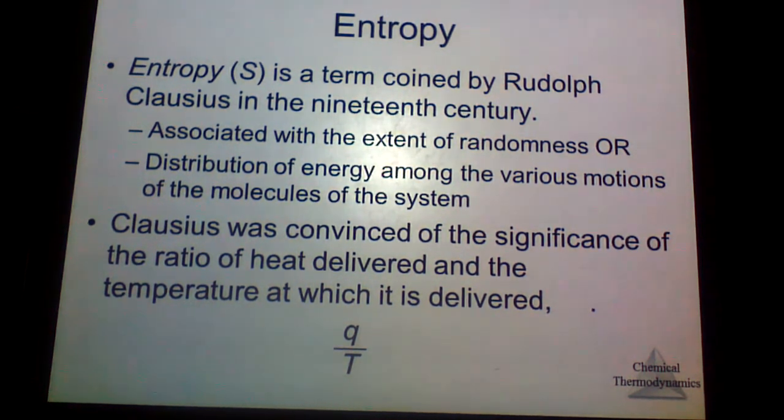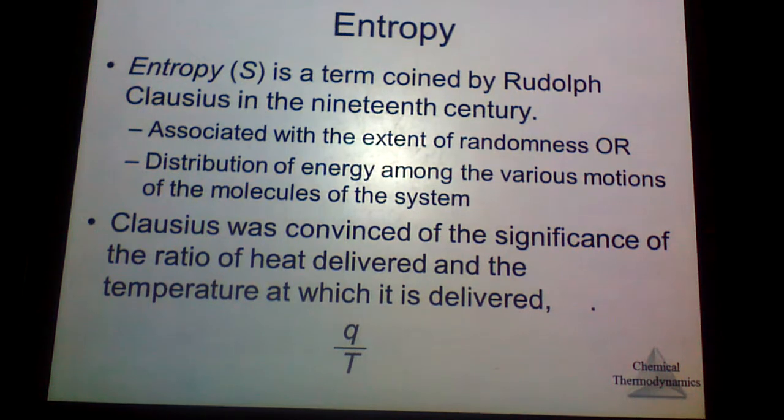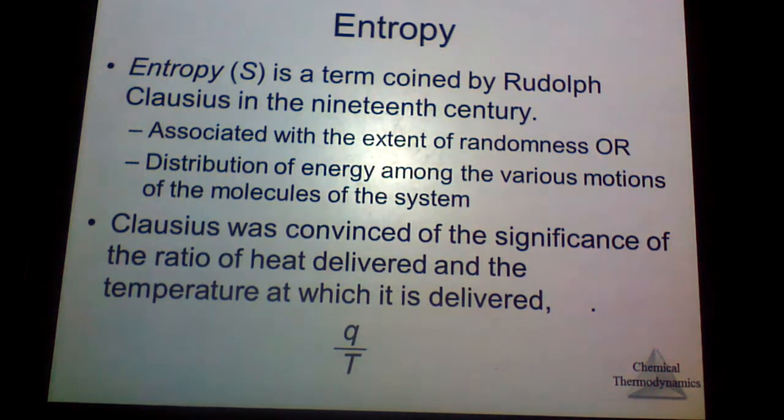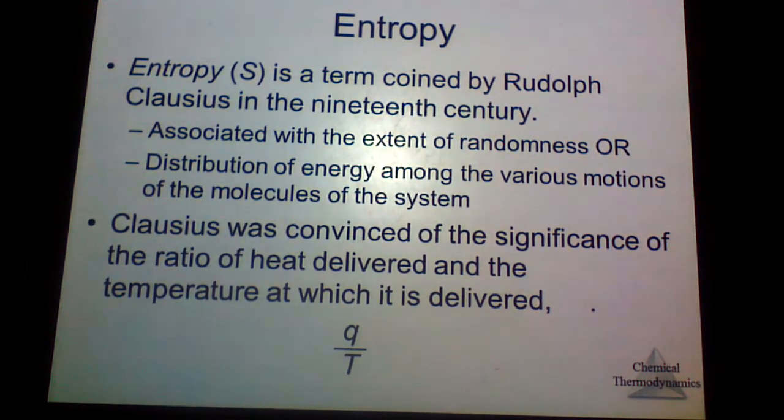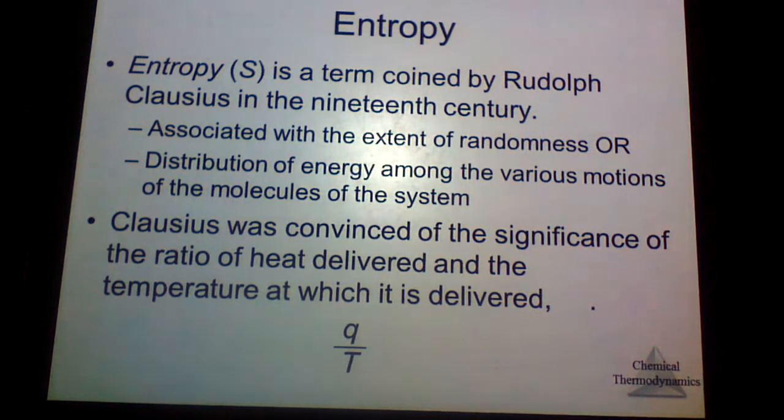My question, I guess, for us is, how can we relate entropy changes to heat transfer and to temperature? How does entropy relate at all to heat and to temperature? Clausius developed a way to figure out how entropy was related to heat and how it was related to temperature. So for him, he decided that there was a ratio of heat that was delivered and the temperature at which it was delivered. So remember, we just symbolize heat as Q and temperature as T.